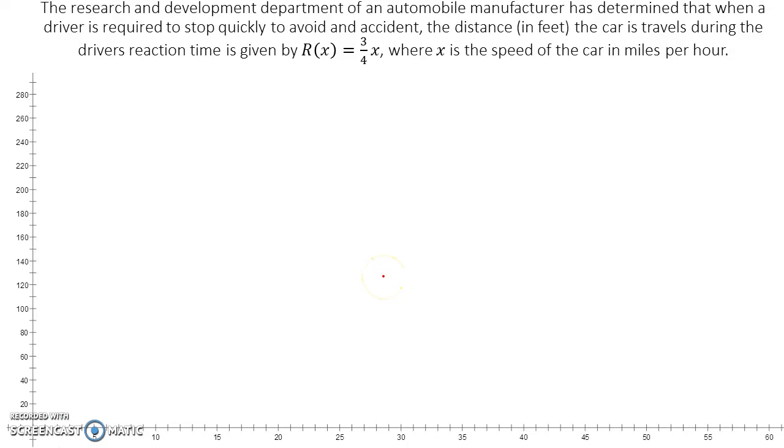The Research and Development Department of an automobile manufacturer has determined that when a driver is required to stop quickly to avoid an accident, the distance in feet the car is traveling during the driver's reaction time is given by R of x equals 3/4 x, where x is the speed of the car in miles per hour.